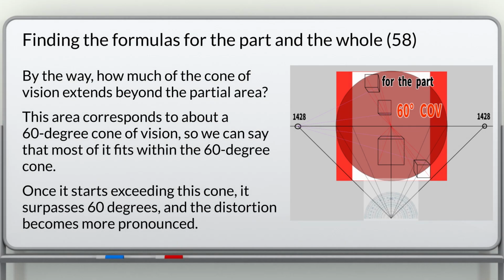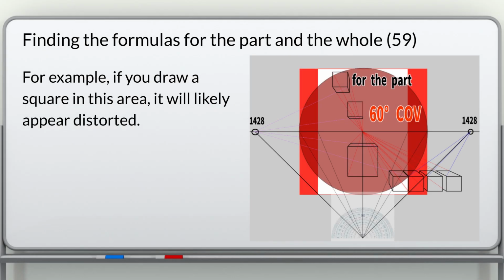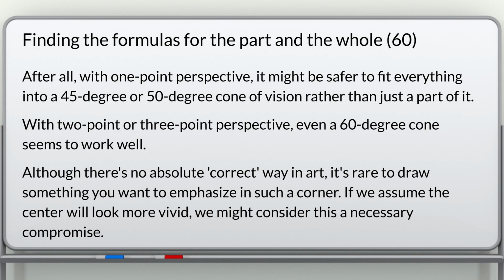By the way, how much of the cone of vision extends beyond the partial area? This area corresponds to about a 60-degree cone of vision, so we can say that most of it fits within the 60-degree cone. Once it starts exceeding this cone, it surpasses 60 degrees, and the distortion becomes more pronounced. For example, if you draw a square in this area, it will likely appear distorted. After all, with one-point perspective, it might be safer to fit everything into a 45-degree or 50-degree cone of vision rather than just a part of it.